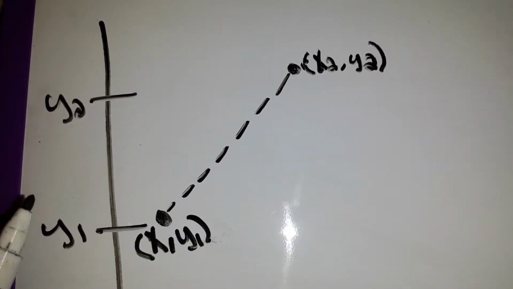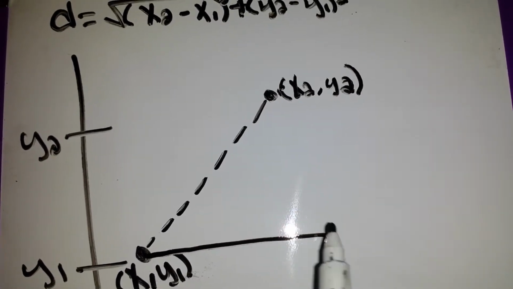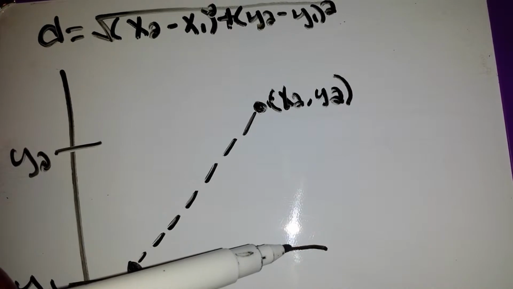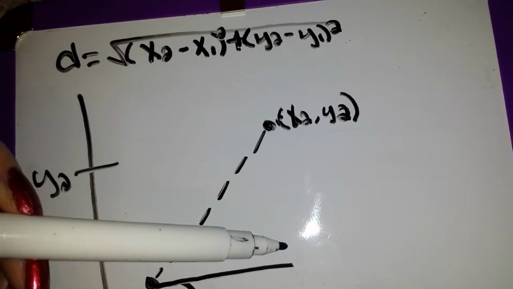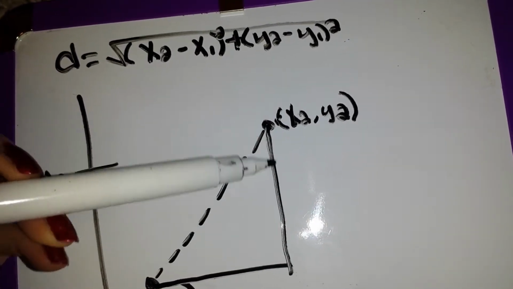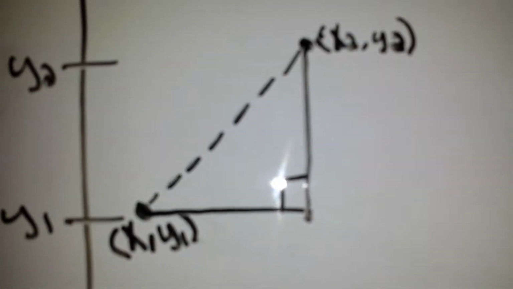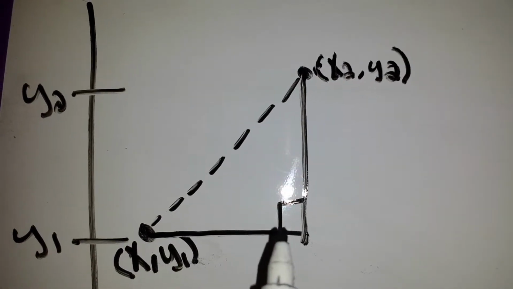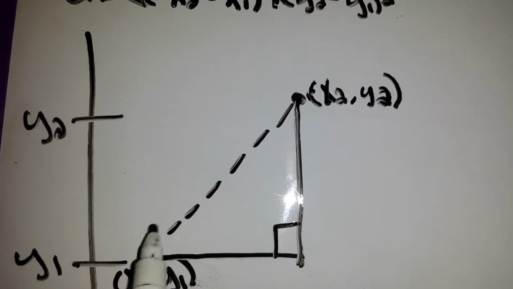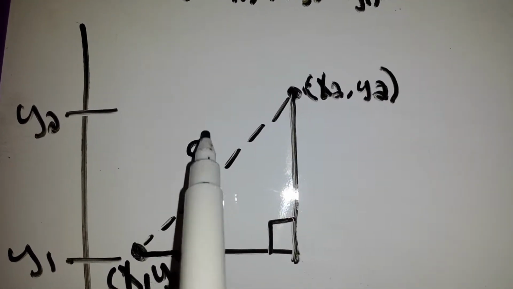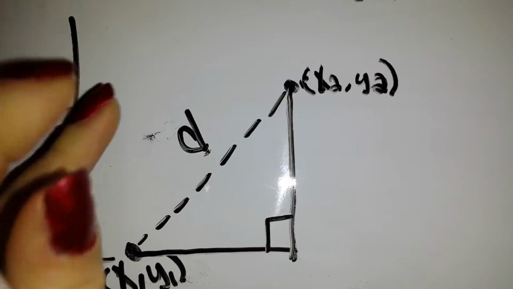So I'm going to attempt to draw a right triangle. We're going to pretend like it's a right triangle. We are just finding the distance, and so I'm just going to put a D for distance right here.